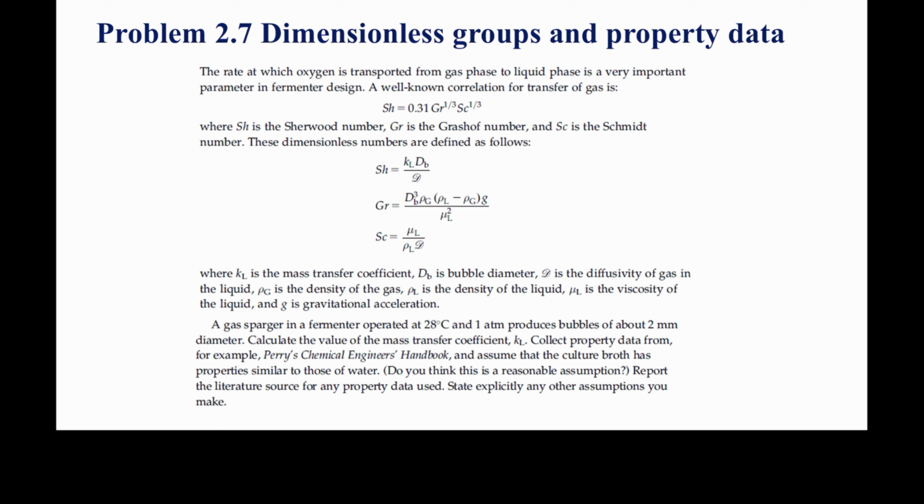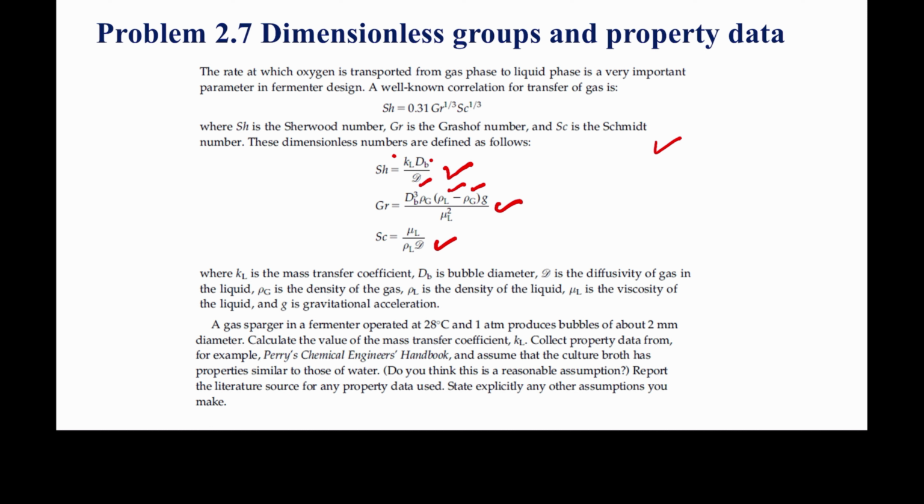These dimensionless numbers could be defined by using this particular equation, that is Sherwood number could be calculated as KL into dB divided by D. This is the diffusivity, and this is the bubble diameter, and KL is the mass transfer coefficient. Like this, the Grashof number could be calculated. Rho L is the liquid density, rho G is the gas density, and also Sc, that is the Schmidt number, could be calculated by mu L, that is the liquid viscosity, liquid density and diffusivity.